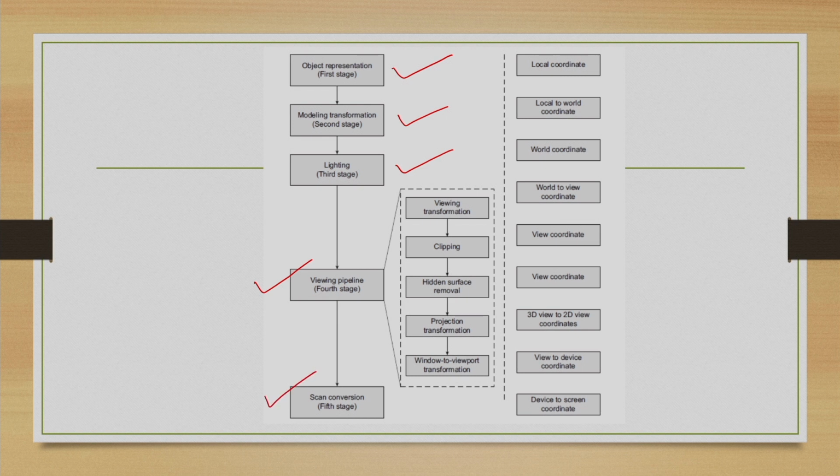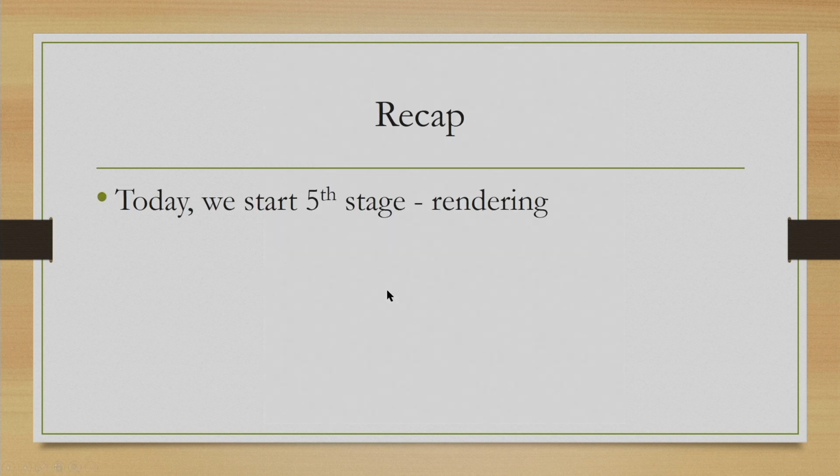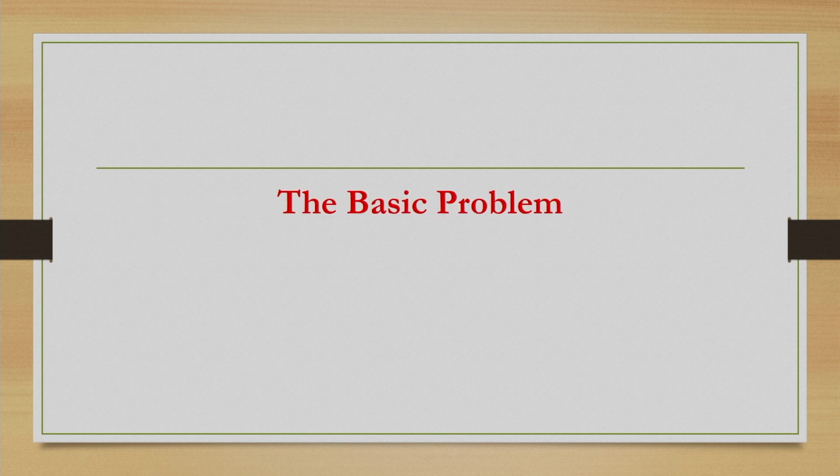Among them we have already discussed the first 4 stages, namely object representation, modeling transformation, lighting and the viewing pipeline. Now we are going to discuss the fifth stage, that is rendering or also known as scan conversion. So, what is this stage all about? Let us have a look at the very basic problem that we try to address in this fifth stage.